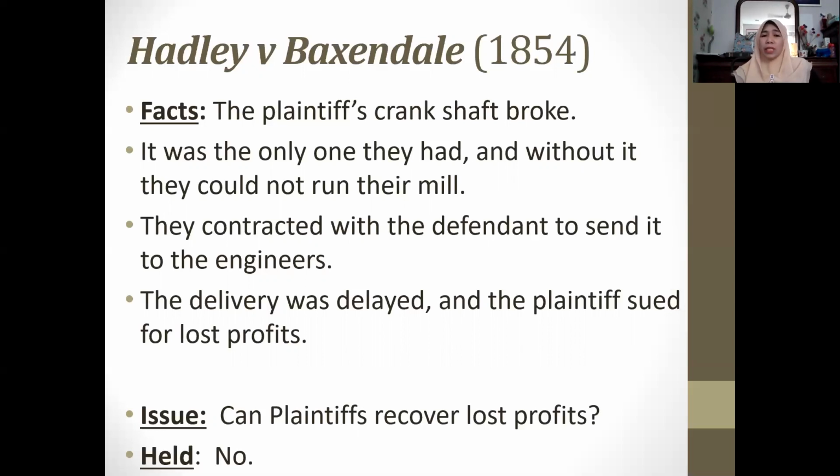And what happened was that there was delay in delivery. Because of that, the plaintiff suffered damages because they could not run their mill, could not do their business. So the plaintiff sued for lost profit, whatever profit they lost. They are now putting the blame on the defendant, because the defendant was responsible for the delay. So now the issue was, can the plaintiff recover the lost profit? The decision was that the answer was no. Why is that so? Why can the plaintiff not claim against the defendant?